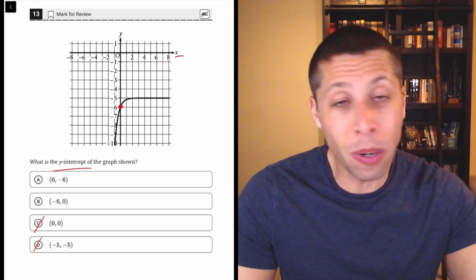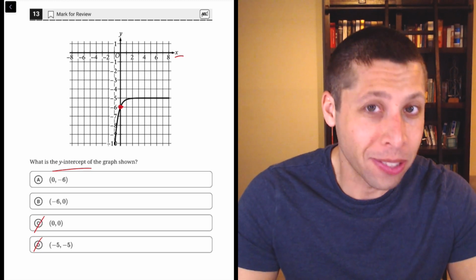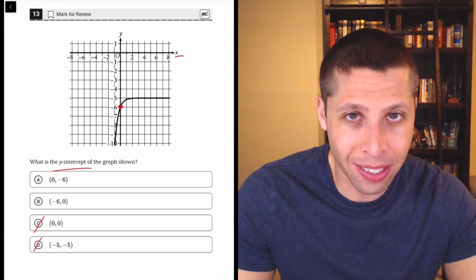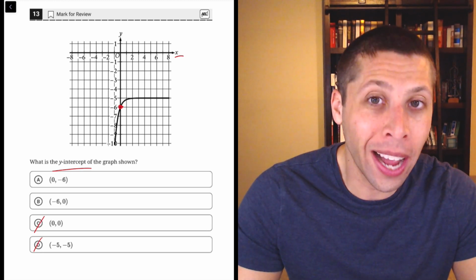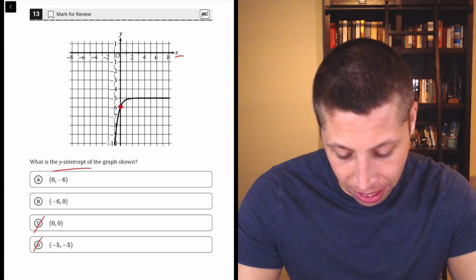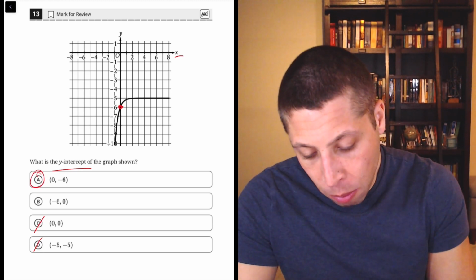But here's where I'm always afraid that people are going to just go too fast. We know the y-intercept is -6, but how is that going to be expressed as a coordinate? Well, we need to make sure that it's actually the y-coordinate that is -6, which happens at choice A. Choice B is a trap. This would be -6, 0.